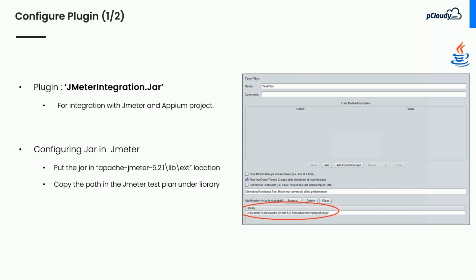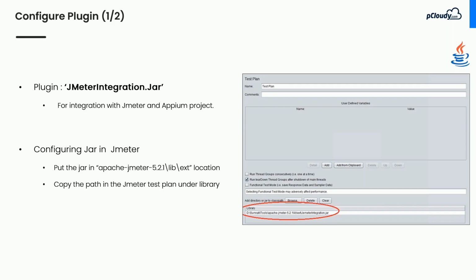As we talk about this jar, this plugin file, JMeter integration.jar, this will be provided, and it can be placed into the JMeter directory under the library and extension folder. Once it is kept, if you see this snippet on the right side of the screen, that's a snippet from the JMeter test plan.